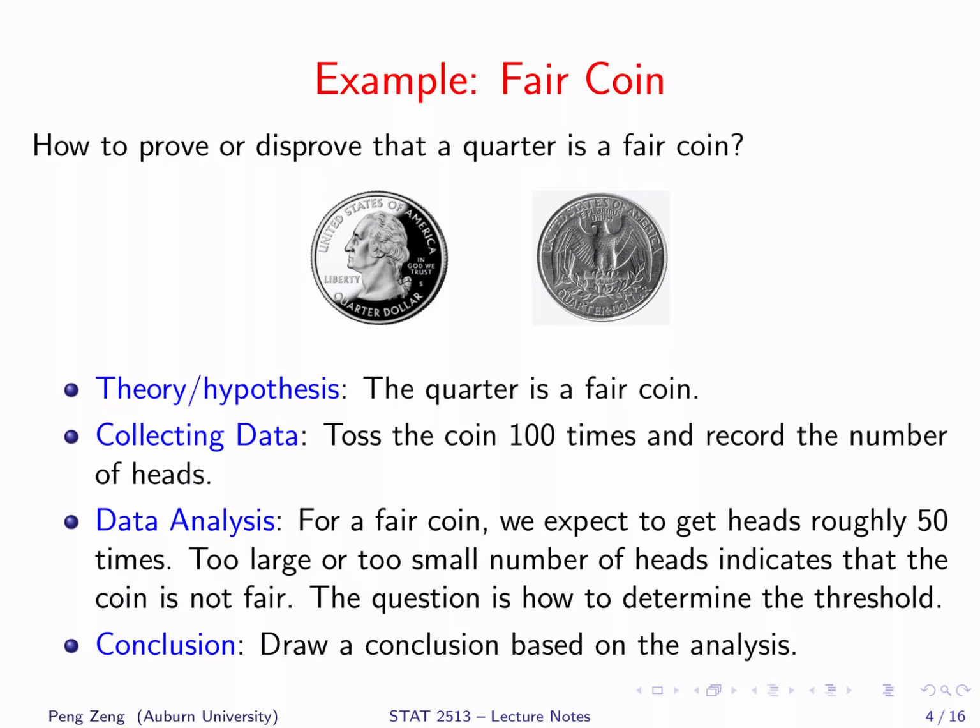This is a simple example, but it contains all the necessary components in a typical scientific research. It starts with a theory or hypothesis. It involves data collection and data analysis. Throughout the whole process, statistics plays an important role.